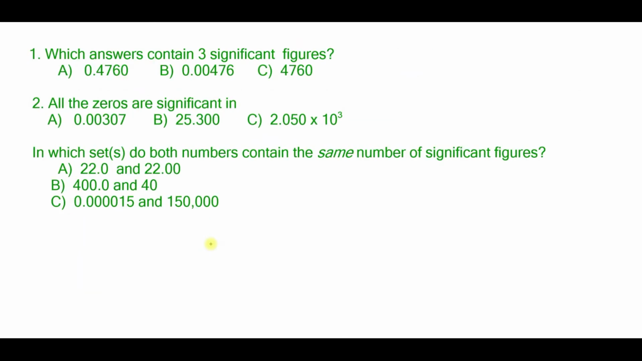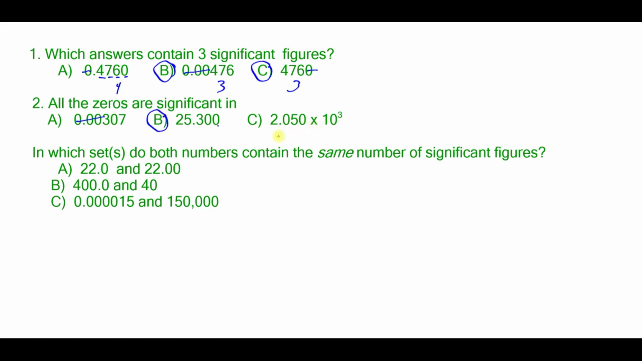Pause the video and give this a try. Both B and C have 3. If I look at the second one, I'm looking for zeros that are significant. Well, I know that leading zeros are not significant, so A cannot be a right answer. Here I have a decimal point, so these zeros are significant, so yes, I can include this.